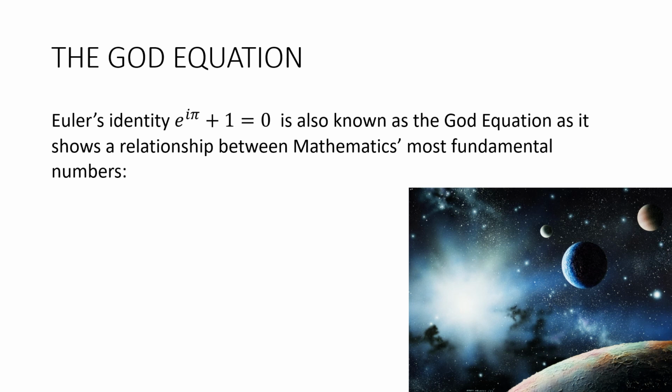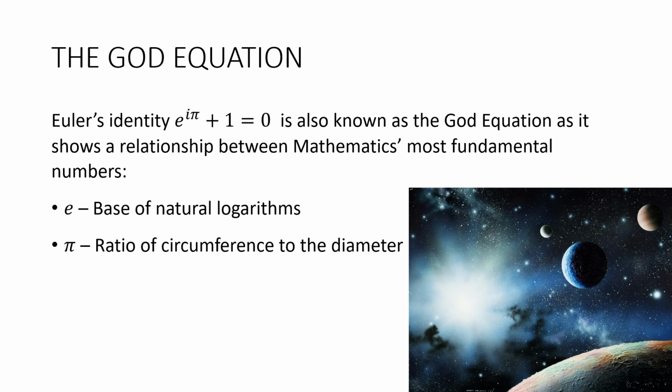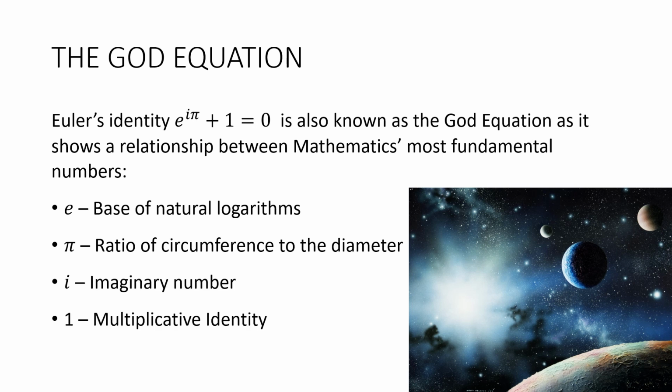Which brings us nicely to Euler's identity. e^(iπ) plus 1 is equal to 0. Before we go any further, you should go and work this out for yourself and make sure that it is true. Euler's identity is also known as the God equation, as it shows a relationship between mathematics' most fundamental numbers: e, which is the base of natural logarithms, π, the ratio of the circumference to the diameter of a circle, and i, the imaginary number.